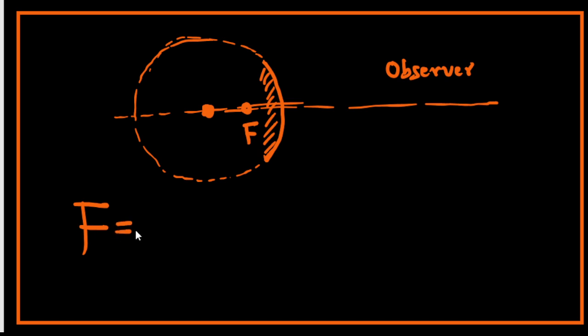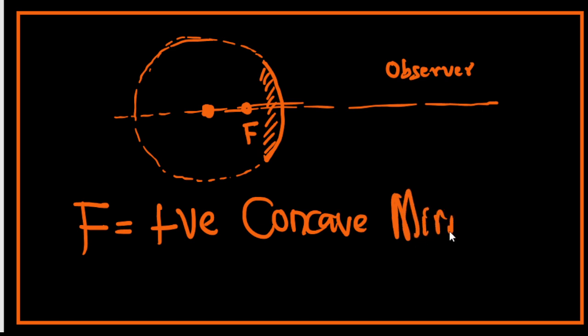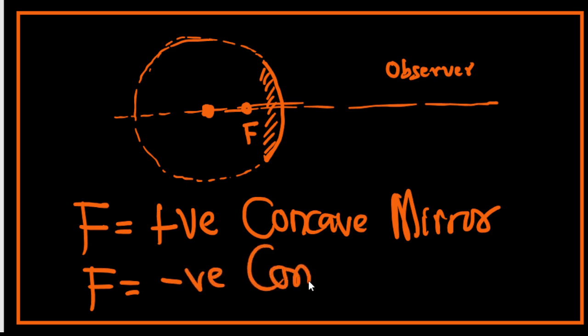So the conclusion is that what? F will always be positive for concave mirror, while F will be negative for convex mirror. So always take note of that. The reverse is going to be the case for lenses. Convex lenses have similar properties to concave mirrors, while concave lenses have similar properties to what? Convex mirror. Alright, so keep that because we are going to need it while solving problems.